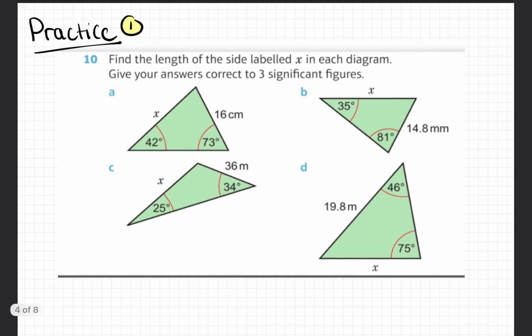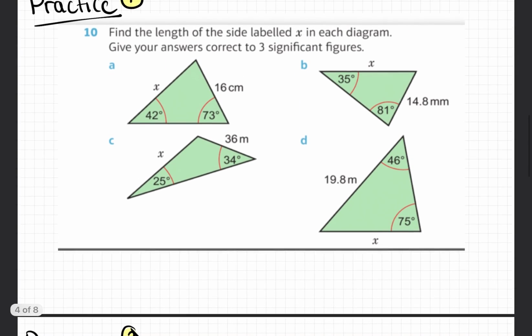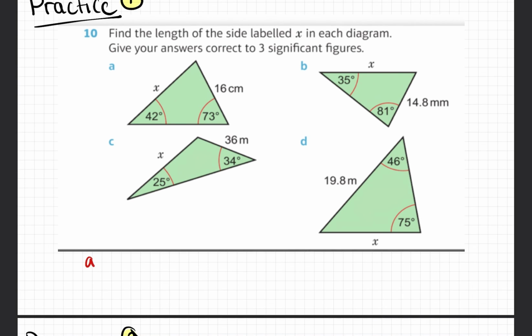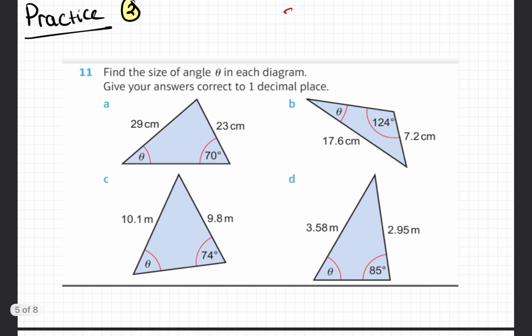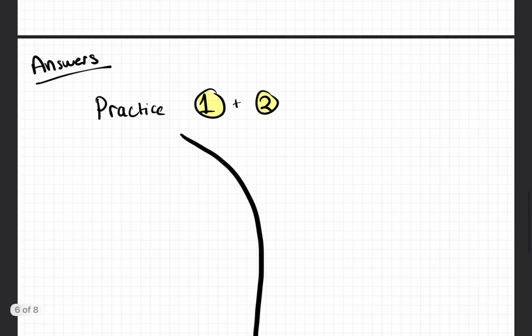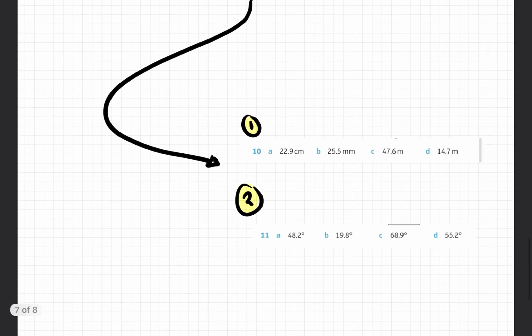Here are some practice questions. Pause and have a go, and then I'm going to put the answers later. Practice 2, by the way, is find the missing length, so you're just using the a over sine A rule with the unknown on the top. Here, you're finding the missing angle, so you're doing the flip of it. Make sure you label them up. Now, answers. Okay, pause it. Don't cheat. Come on. Here you are, there are your answers for anyone doing this at home.